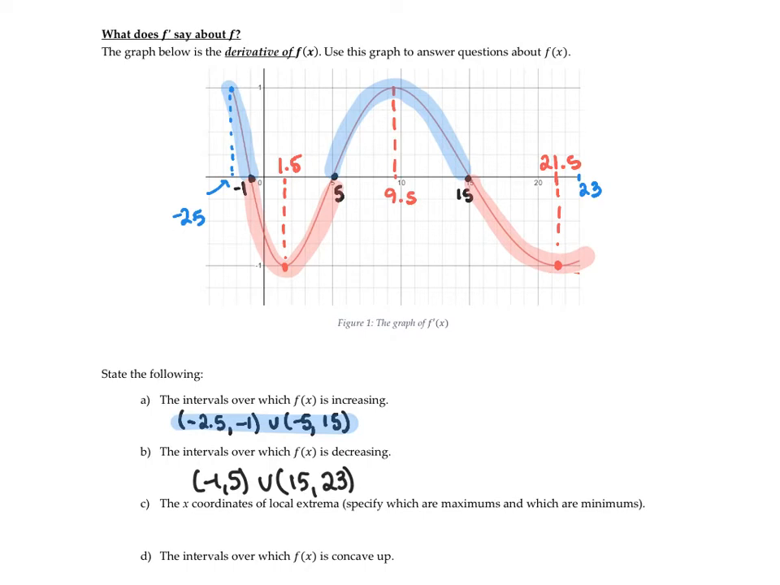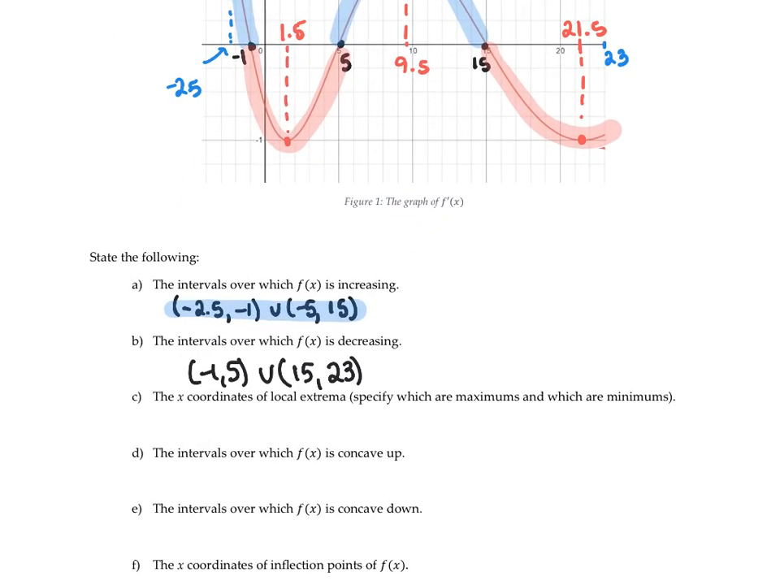Part C asks us to find the coordinates of the local extrema and specify which ones are maximums and minimums. So our possible candidates are -1, 5, and 15. Those are the places the derivative is 0 and exhibits a sign change. At -1, my derivative goes positive, 0, negative, so that is going to be a local max. At 5, my derivative goes negative, 0, positive, so that is a local minimum. And then at 15, it does the same thing as it did at -1. So a local maximum.